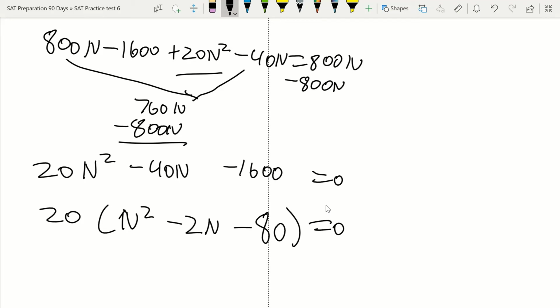All right, so at this point, all we've got to do is factor this N squared minus 2N minus 80. When you're looking for factors of negative 80 that have a difference of 2, we know that's going to be a negative 10, to get this negative 2 here, times a positive 8, so N minus 10 times N plus 8. That's going to give us negative 80, and that's going to give us the negative 2. Set that equal to 0.